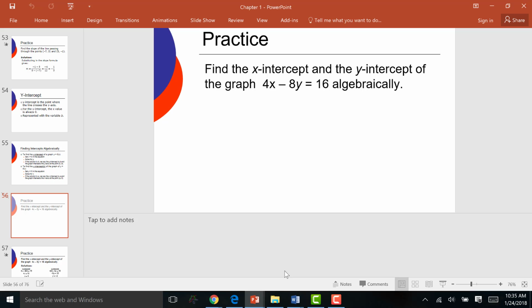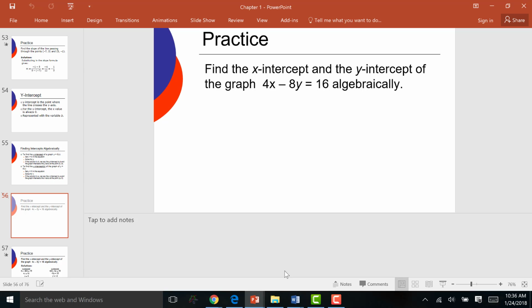So that's going to be 4x minus 8 times 0. What's 8 times 0? 0. So the 8 times 0 crosses out since that's equal to 0. Now I'm left with, on the left side of the equal sign, 4x minus 0, which is just 4x. So 4x equals 16. This is solving to get x by itself. How do I get that x by itself when I have 4x equals 16? Divide both sides by 4.